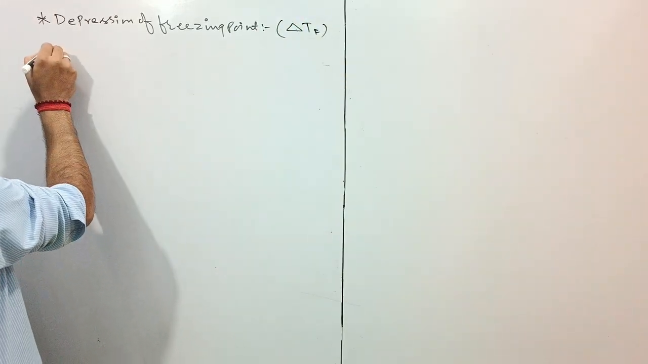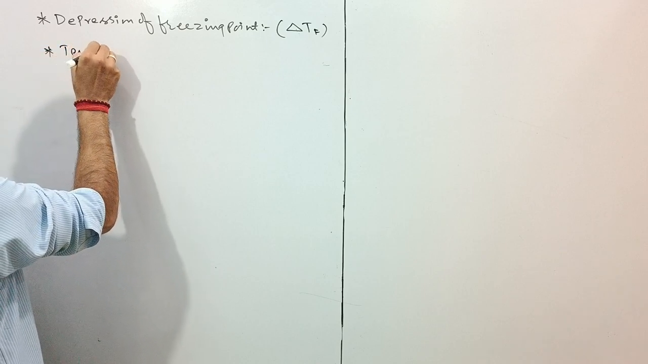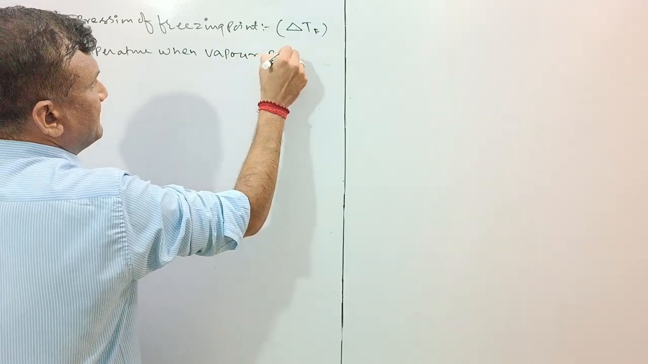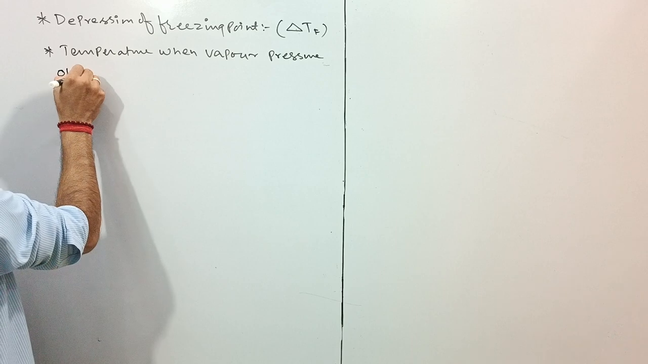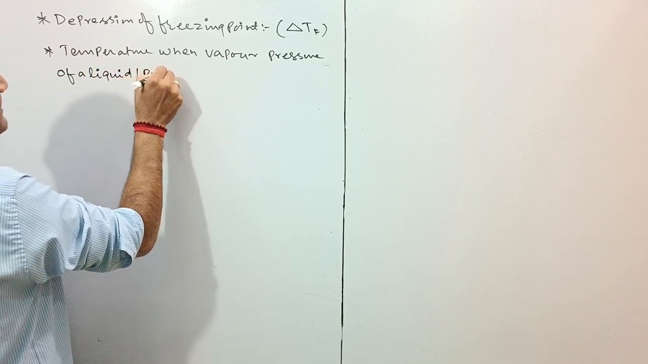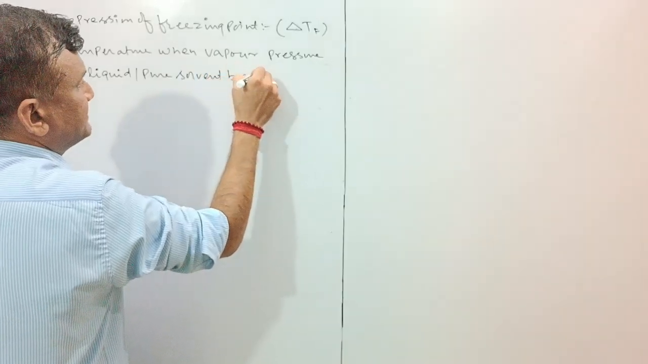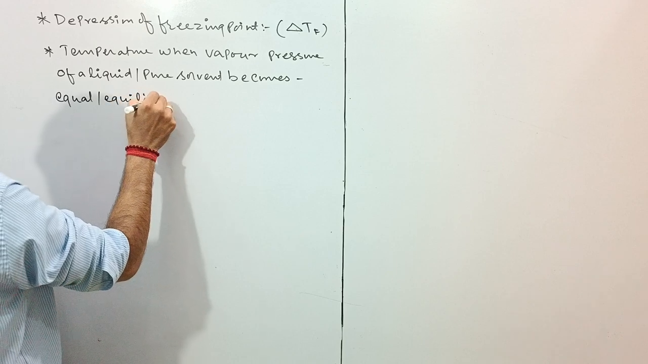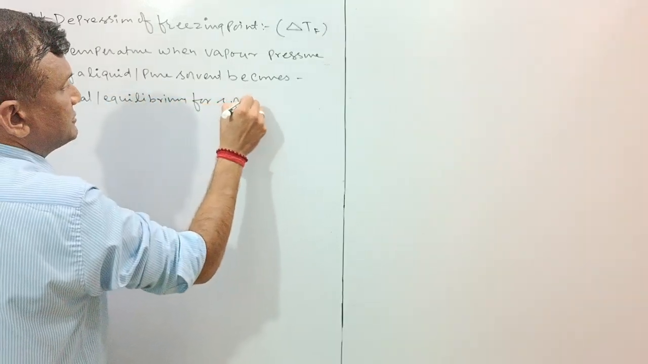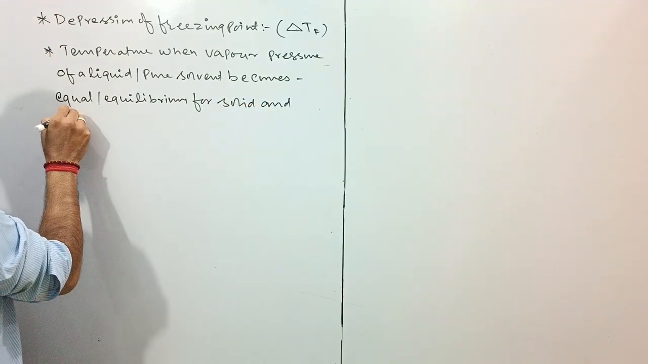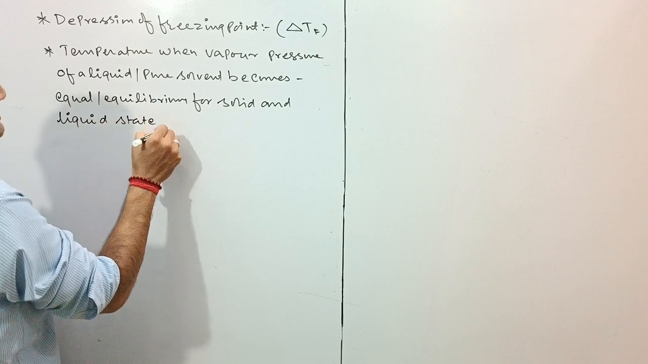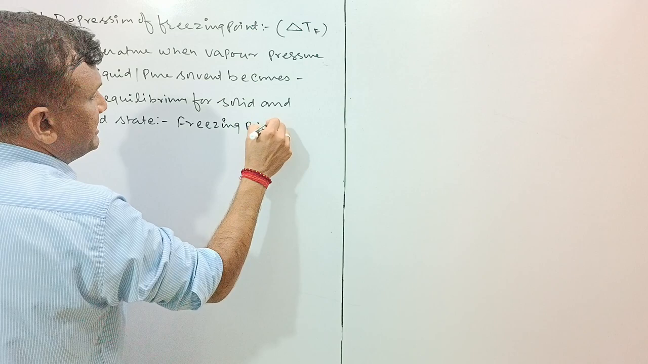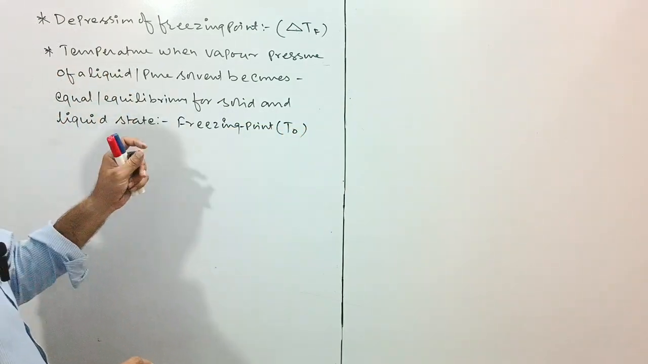What is the meaning of freezing point? First of all, we have to decide the temperature when the vapor pressure of a liquid, or you can say pure solvent, becomes equal, or in equilibrium, for the solid and liquid state. That temperature is called your freezing point. And as we are using the solvent here, it is denoted by T naught. This was about the definition of freezing point.